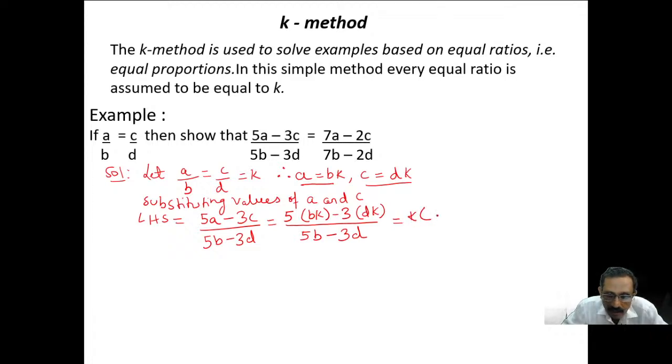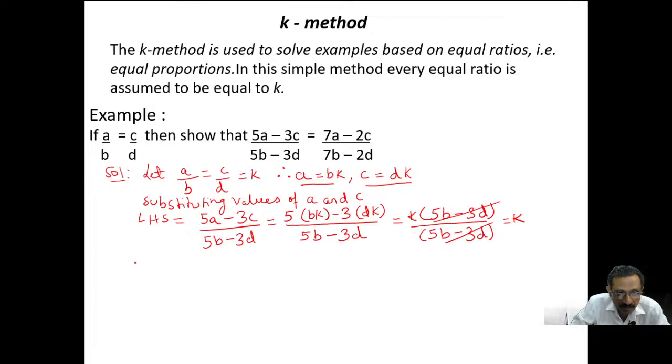What I do is, I take K common, and I have here 5B minus 3D upon 5B minus 3D. Now what happens? This and this cancel. What I get is K. So you saw in the LHS, what I got is K. Now let us see whether it gives K in the RHS also.